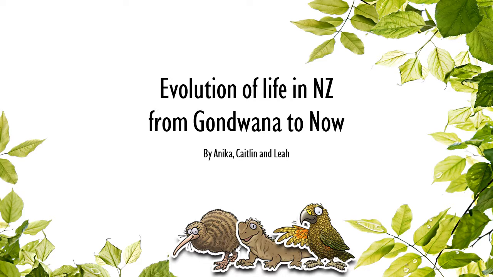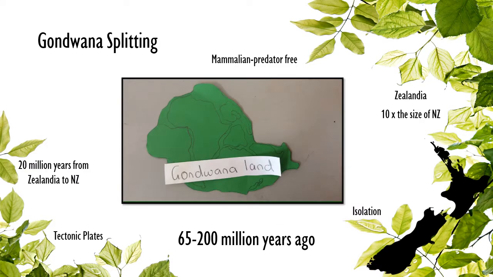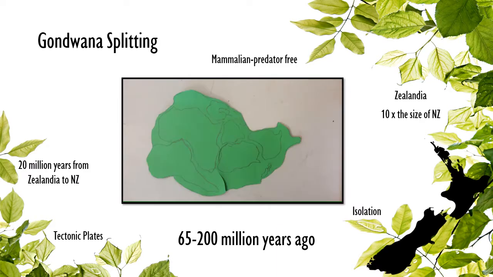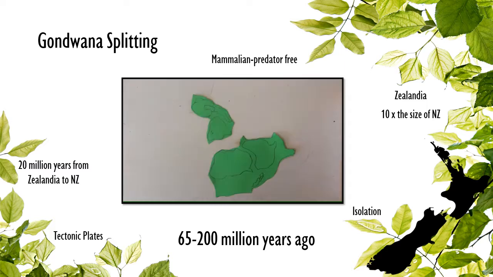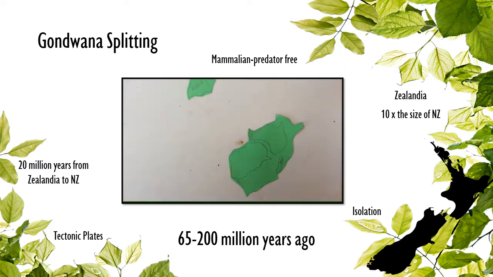Evolution of life in New Zealand from Gondwana to now. Somewhere between 65 to 200 million years ago, the supercontinent of Gondwanaland split up into the continents we know today.